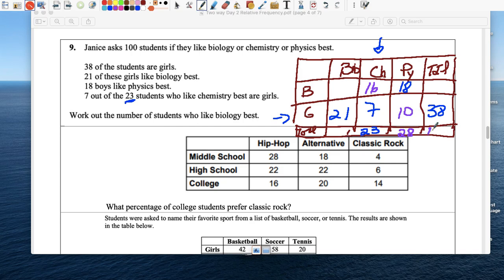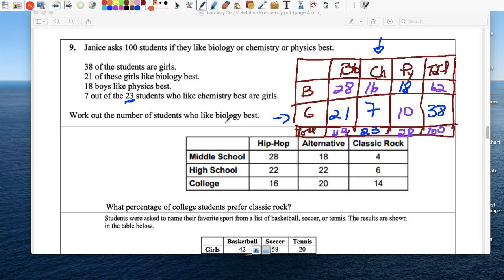There were 100 kids, so I can put 100 over here, which makes this a 62. And then see how easy the rest is. So 16 plus 18, and this is going to give me 28, right? And then 28 plus 21 is going to give me a 49.